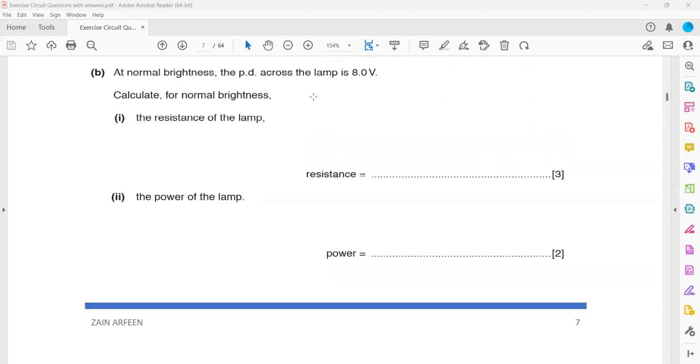The power of the lamp: if you want to work out the power of the lamp, we have the formula. Power is the product of voltage and current. So voltage is 8 and the current is 0.72. What's the answer for this in watts? 5.76. So 5.76 joules per second, or watts.